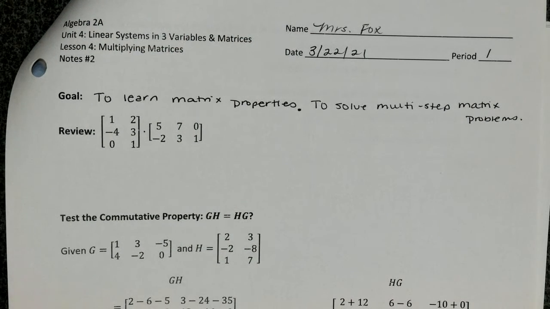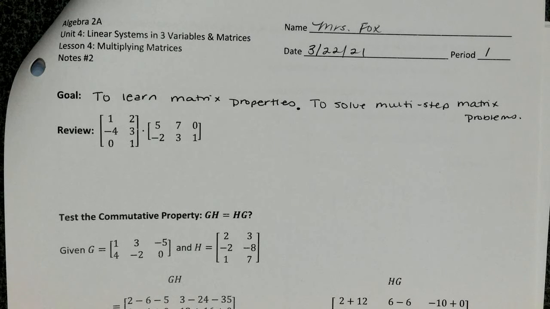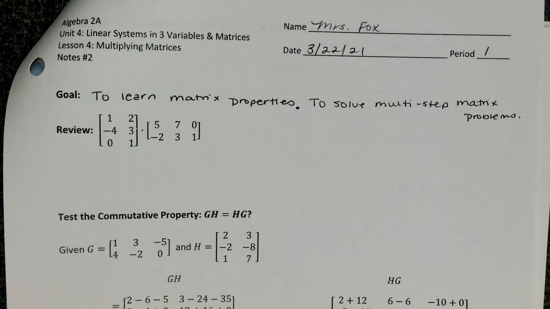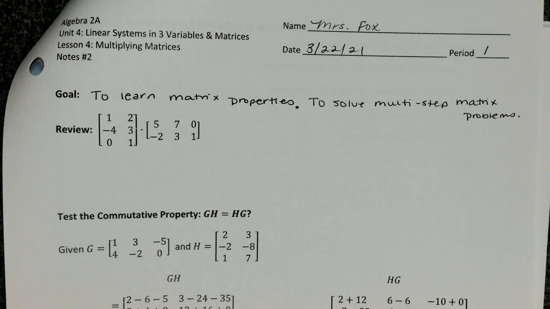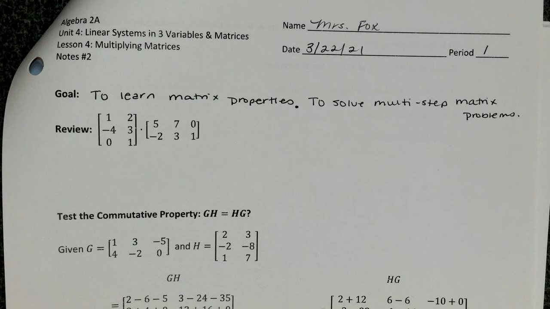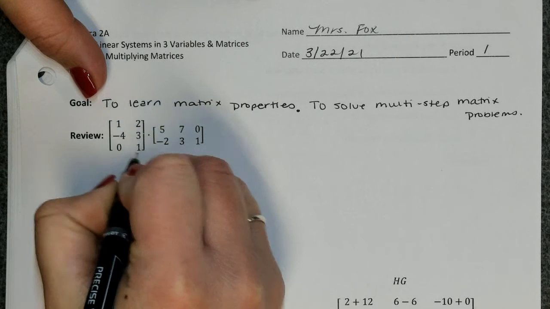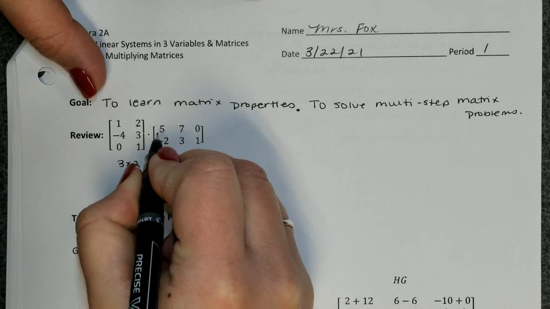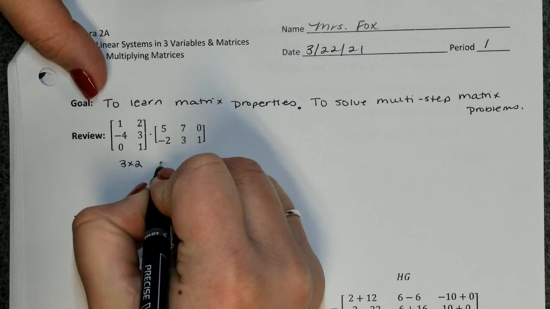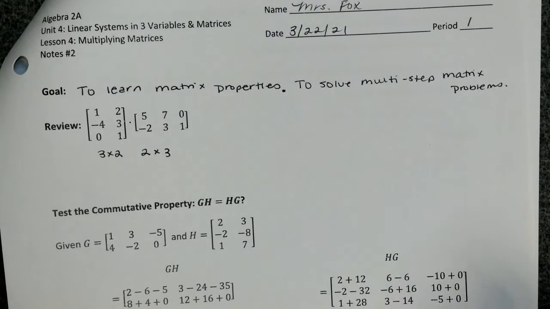So I have one review problem for you because this is the trickiest thing we've done so far, and it's the multiplying of matrices. The first thing that we have to do is figure out if we can or cannot multiply them. What do we need to do in order to figure out, can we multiply these two matrices? Write out the dimensions. So the dimensions of this one here is a what? A 3 by 2. Go down 3 over 2. So 3 by 2. This one here is what? A 2 by 3.